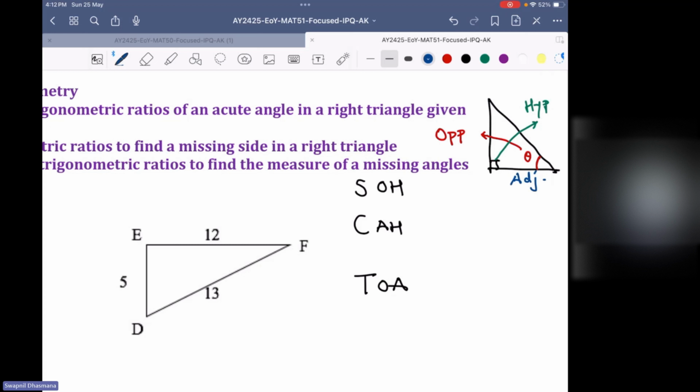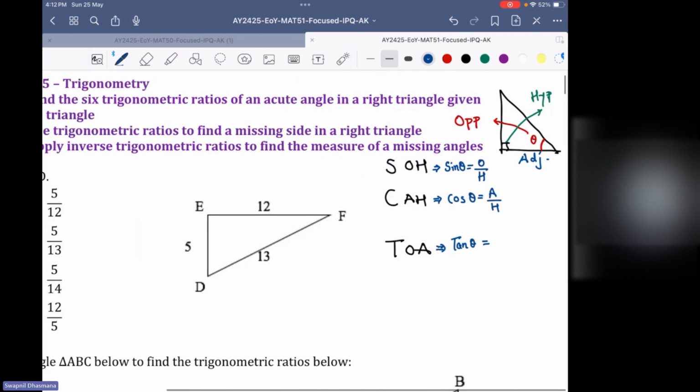Now, SOH CAH TOA, so this means that sine theta is equal to opposite divided by hypotenuse. This means that cosine theta is equal to adjacent divided by hypotenuse. And this means that tan theta is equal to opposite divided by adjacent. Now, these are set rules.